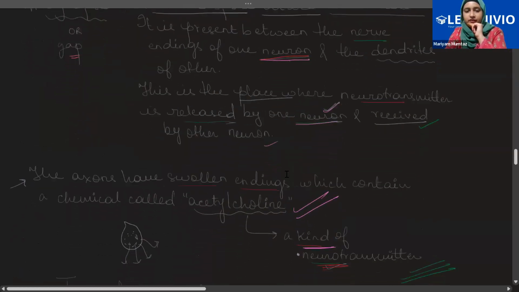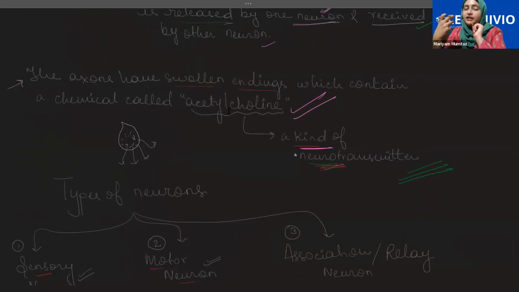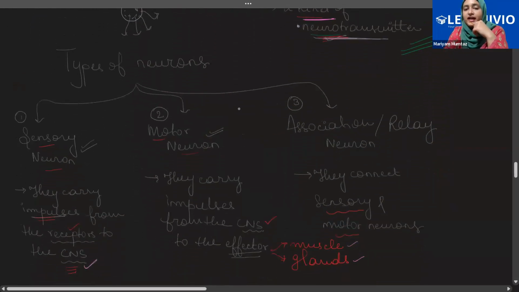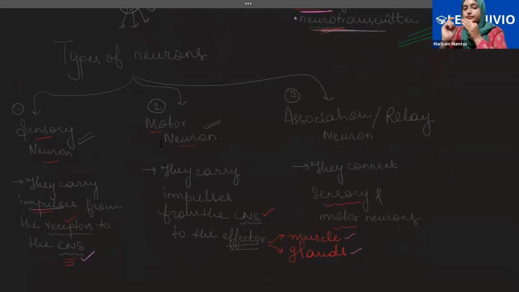Yes. Okay, now moving forward, we're going to see that the axons have swollen endings, and we know that they are known as the nerve endings. Now, those nerve endings of the axon have a chemical present inside of them, and that chemical is known as acetylcholine. And this acetylcholine is a kind of neurotransmitter. Now, moving forward, we'll have the different types of neurons found in the nervous system. There are three basic types of neurons: sensory neuron, motor neuron, and then association or relay neuron.